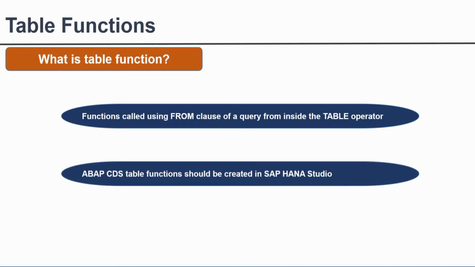ABAP CDS table functions define table functions that are implemented natively on the database and can be called in CDS views. As such, they support the HANA platform code pushdown capabilities in ABAP CDS.